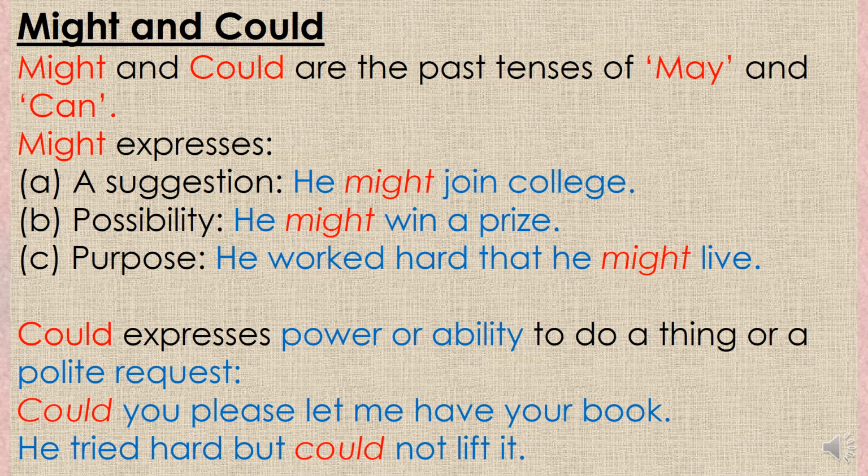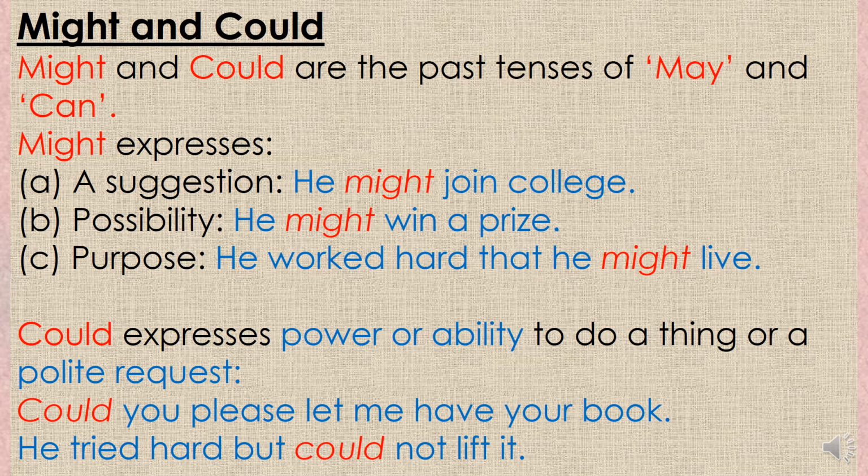Now purpose: to show your purpose behind something, you use might. He worked hard that he might live. Why did he work hard? He worked hard so that he can live. He worked hard that he might live. Again, for showing the purpose, you use might. And might and could are the past tenses of may and can. This I have already told you.